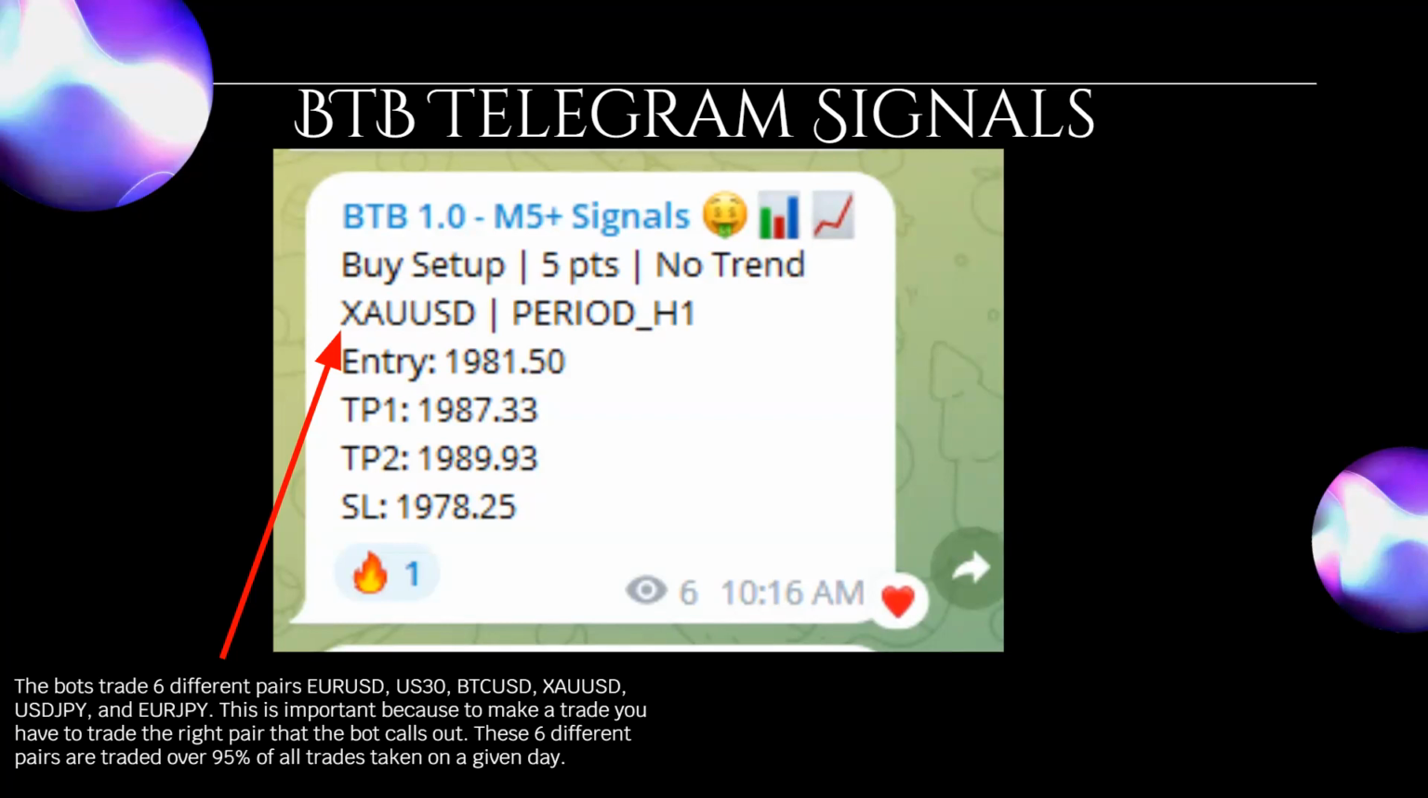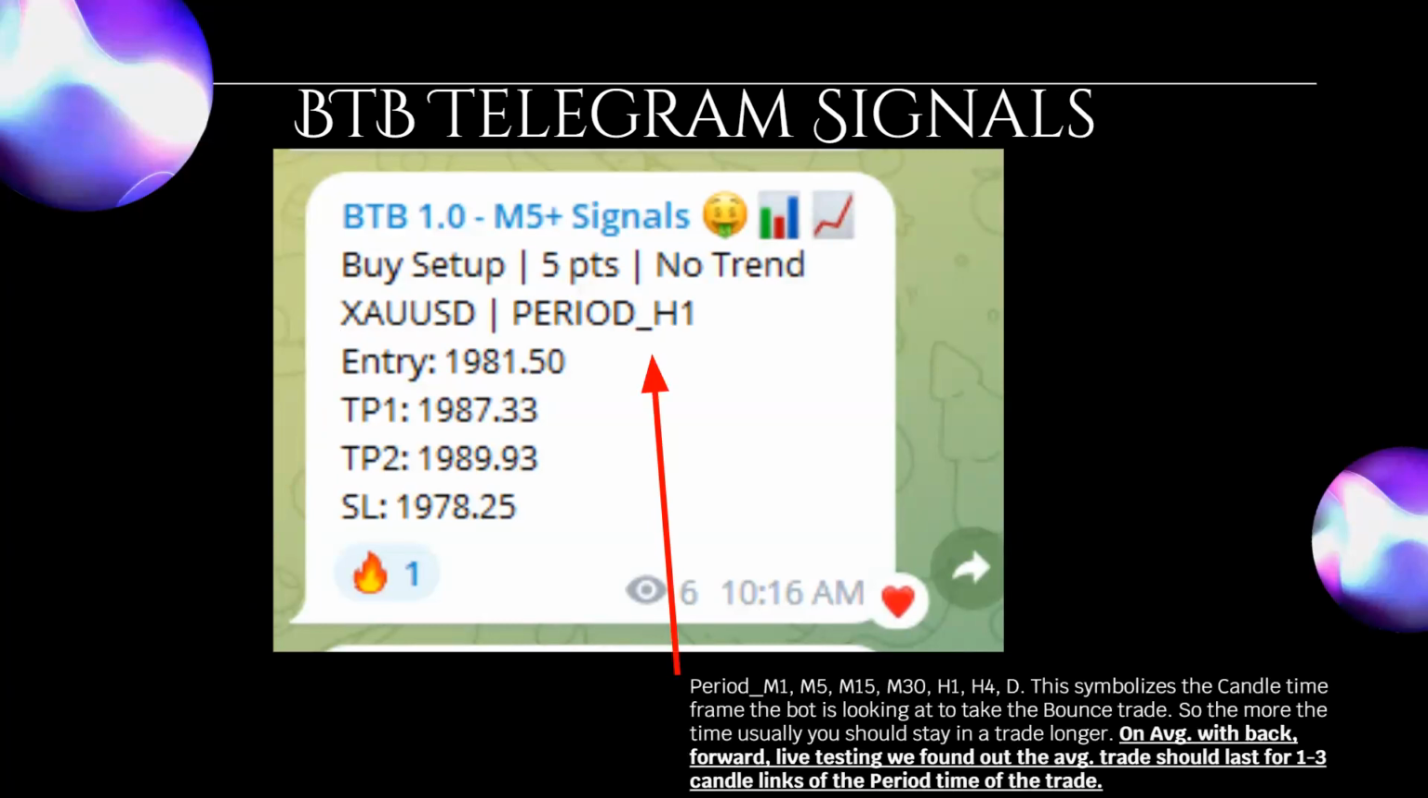Okay, why did we pick these trades? These 6 different pairs are traded over 90% of all trades taken on a given day. 90% of all trades, 95%. 90% of trades, let me be honest with you, are just Euro USD, the one trade. So the other 5% we put in here for you. And these are the major pairs. And the major commodity pair is gold, and the major crypto pair is Bitcoin that we added on here.